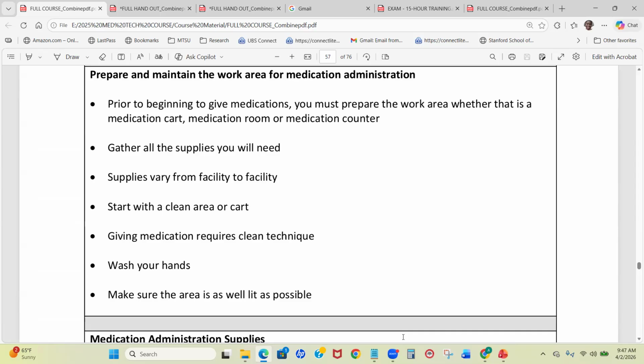Because as you begin to work, you will learn that some of your residents can't swallow their pills whole. You have to crush them. You have to put them in applesauce. You have to put them in pudding. Get all those supplies ready.